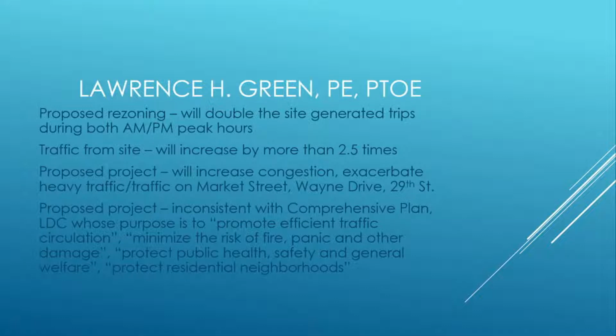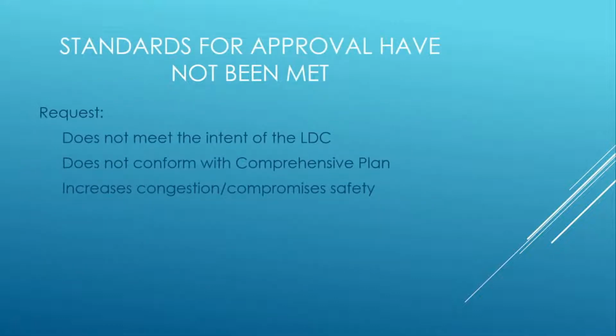Again, you've had two people who are not traffic engineers attempt to render an opinion, I guess, about efficient traffic circulation when neither one of them are qualified and competent to render that opinion. And he is. And he's rendering an opinion that no, this variance does not promote efficient traffic circulation. It does not minimize the risk of fire, panic, and other damage. It does not protect public health, safety, and general welfare, or protect residential neighborhoods.